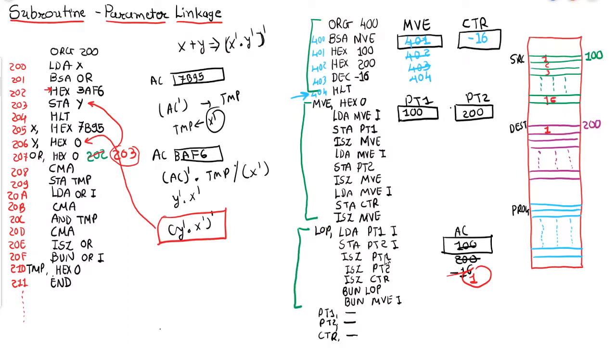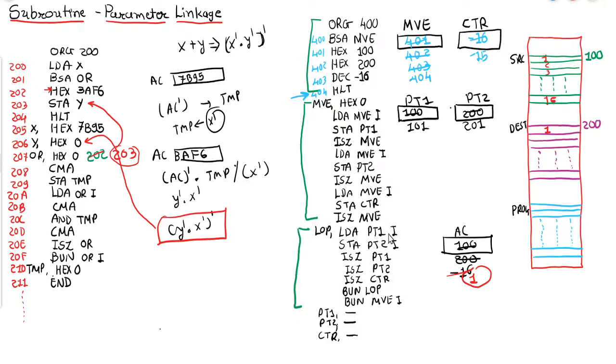Then what is next? ISZ PT1. So the new value of PT1 will be 101, and then ISZ PT2. So the new value of PT2 will be 201. Then ISZ CTR. So this will be incremented and it will become minus 15. Clear? Okay. Then BUN LOP. While we increment the counter, we will check if it is 0, then we will complete the execution. If it is not 0, then we will go to the loop.